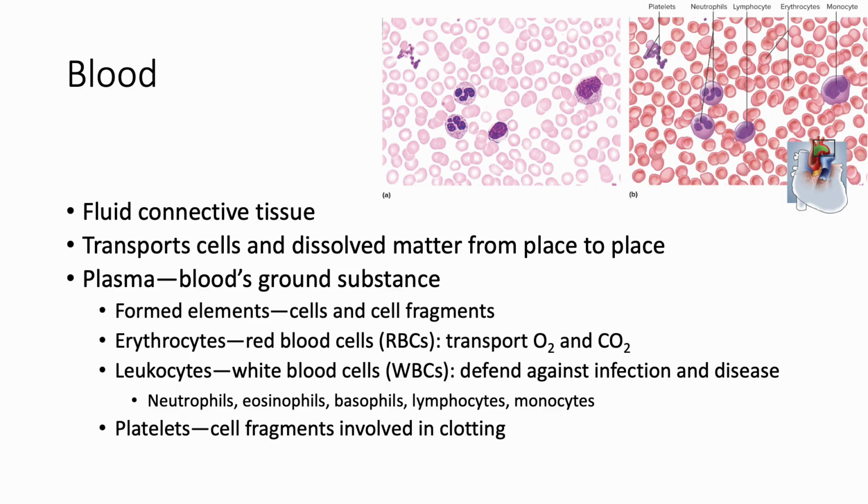Next we have blood, which is a fluid connective tissue. It transports cells and dissolved matter from place to place. So we have cells, and then we have the ground substance, which is the plasma. The cells in blood are our formed elements. Those are our erythrocytes or red blood cells, our leukocytes or white blood cells, and platelets, also called thrombocytes. So blood is a fluid connective tissue.